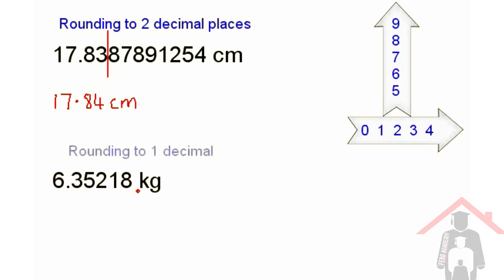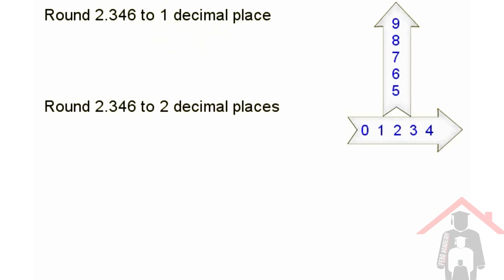For a further example, if I want to round this number to 1 decimal place, I do the following. Count one number after the decimal point and draw a line down. We look at this number here, and because it's 5 or more, this number is going to go up. So to 1 decimal place, this will be 6.4 kilograms. Two more quick examples. I want to do this to 1 decimal place. It's 2.3. This one to 2 decimal places is 2.35.